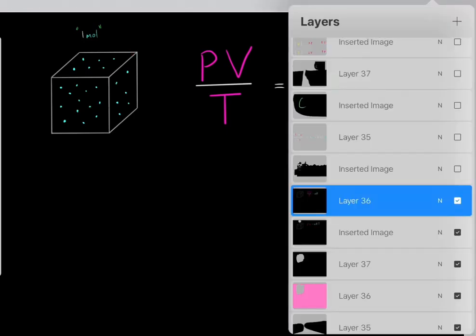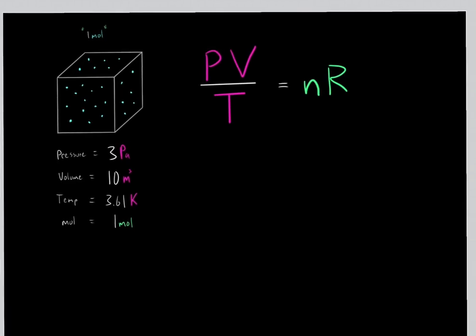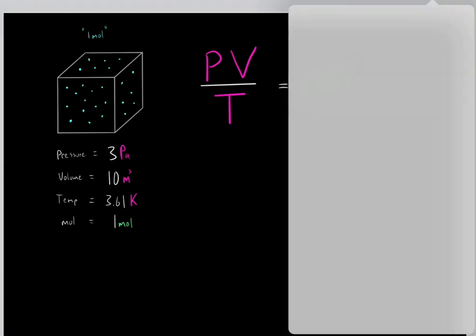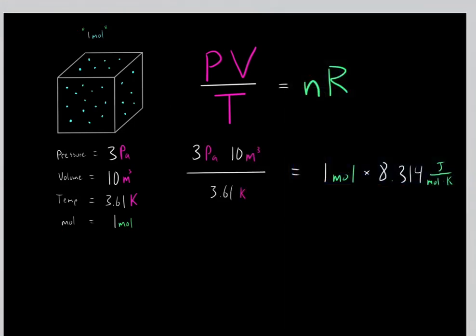So let me do an example to help illustrate this. So let's say, again, we had this initial system. We had a system with the pressure of 3 pascals, a volume of 10 meters cubed, and a temperature of 3.61 Kelvin. And let's say we had 1 mole of molecules, and let's say that's constant. So if we were to plug in all these values, we'd be left with this.